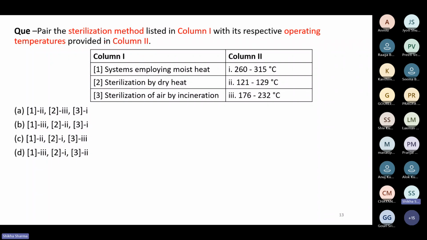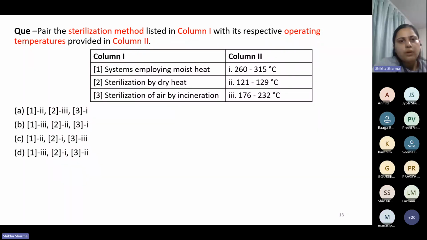Next question is pair the sterilization method used in the column 1. So column 1 is having different sterilization methods like system employing the moist heat, sterilization by the dry heat, and sterilization of the air by the incineration. And column 2 is telling about different temperature ranges. So we need to tell for moist heat and dry heat, and for air by incineration which temperature ranges are required.